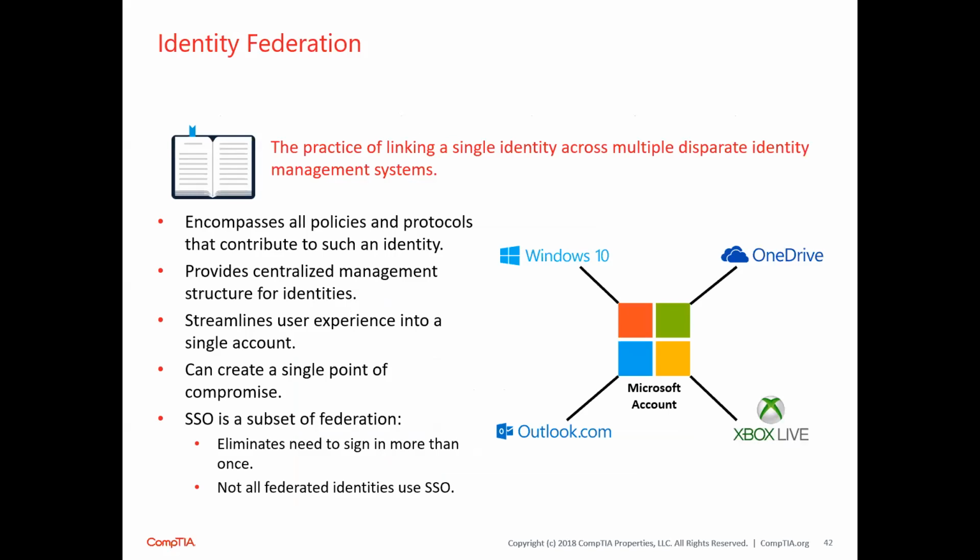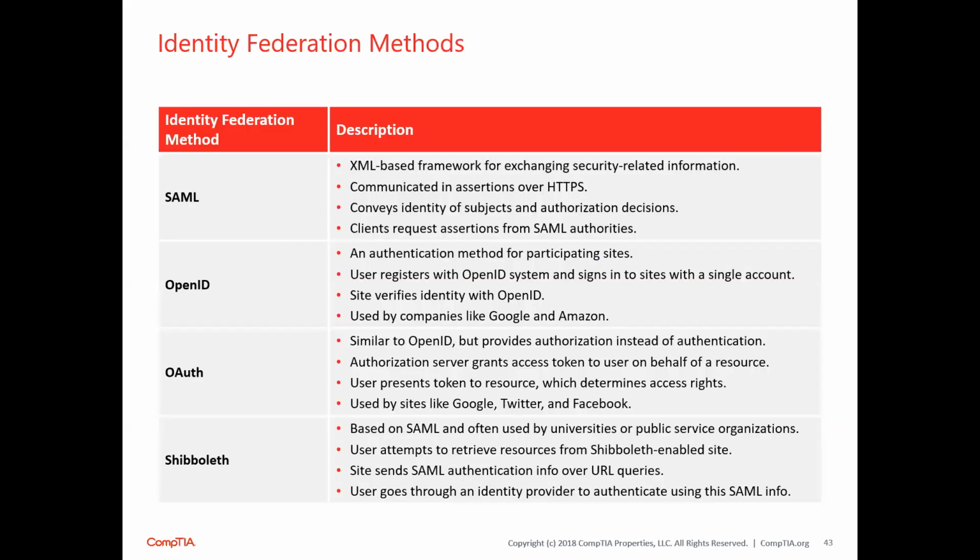disparate identity management systems. Think about using SSO, single sign-on. The identity federation encompasses all policies and protocols. For example, you can use a Microsoft account to access Windows 10, OneDrive, Xbox Live, or even Outlook, or maybe your Gmail account can be used to access any Google-related services. And for the methods, we have SAML, OpenID, OAuth and Shibboleth.